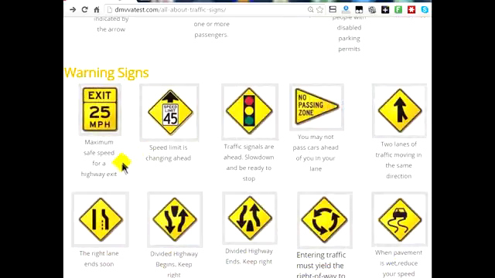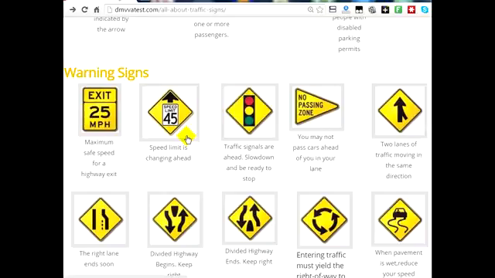Now let's talk about warning signs. Warning signs are usually orange or yellow. Okay, these tell you that you have to slow down because something is up ahead and that you have to change your speed. Okay, this one means that the exit is coming up and that when you take that exit, you have to at least be down to 25 miles an hour and proceed with caution.